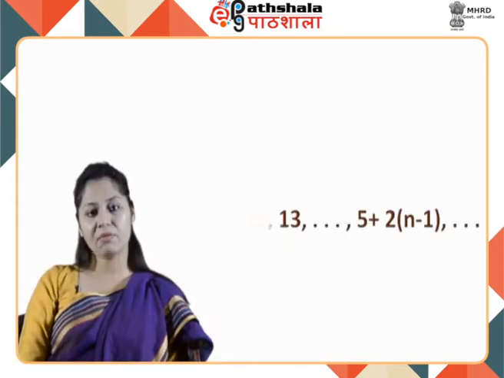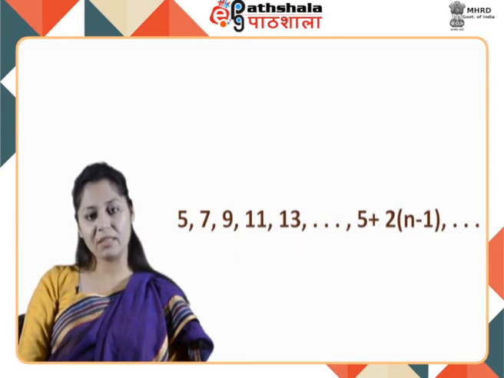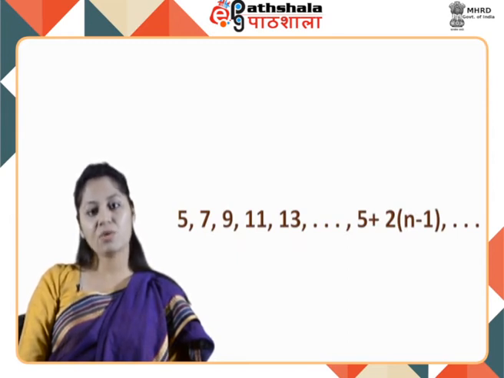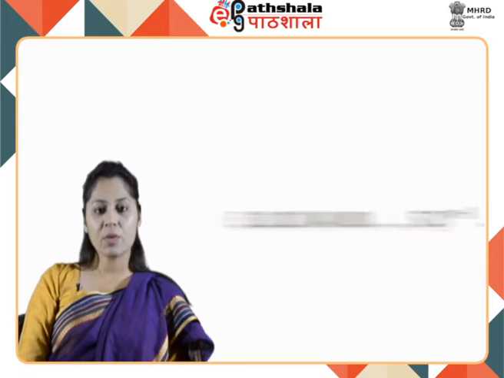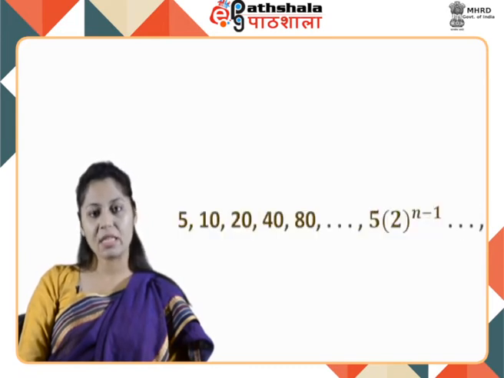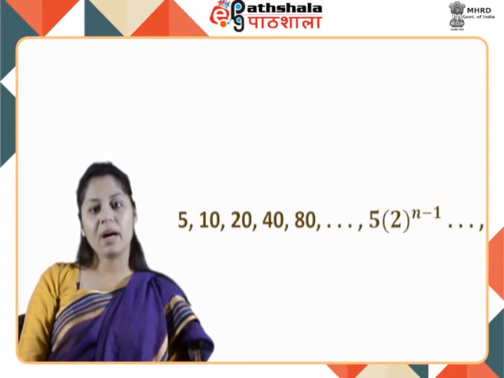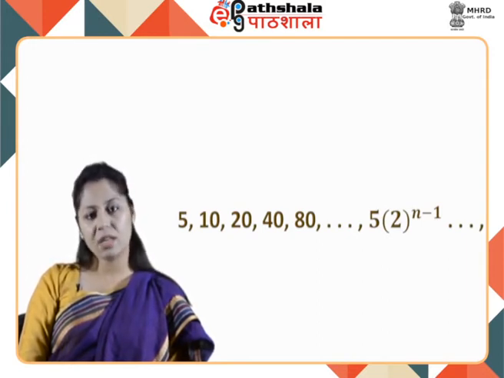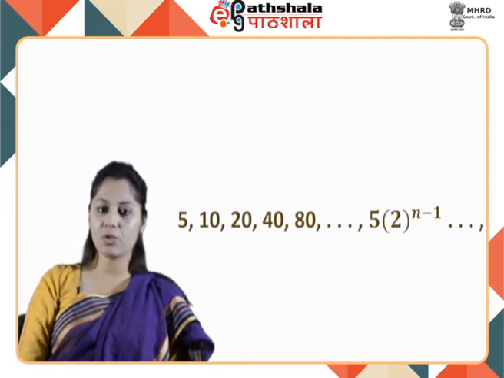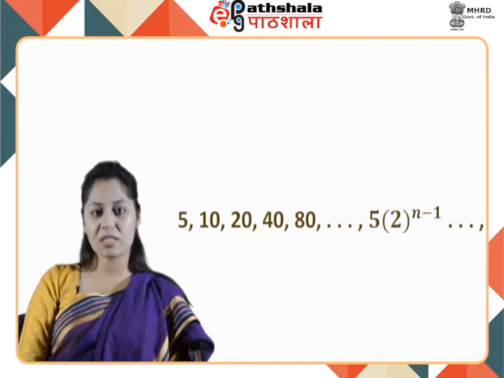The sequence 5, 7, 9, 11, 13, up to 5 + 2(n - 1), where each term after the first is obtained by adding 2 to the preceding term, is an example of an arithmetic sequence. The sequence 5, 10, 20, 40, 80, up to 5 × 2^(n-1), where each term after the first is obtained by multiplying the preceding term by 2, is an example of a geometric sequence.